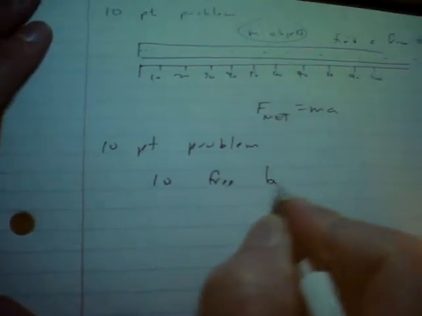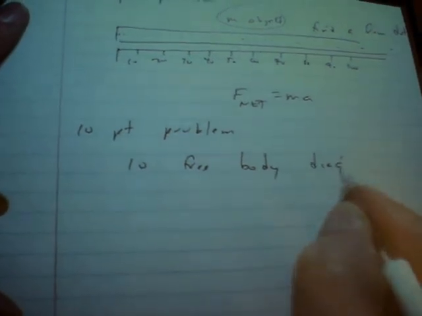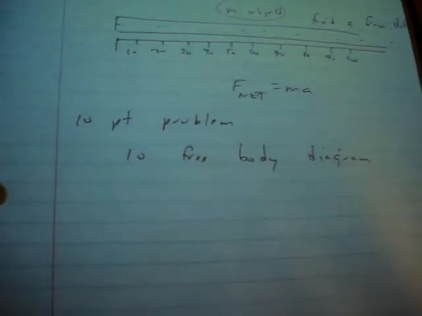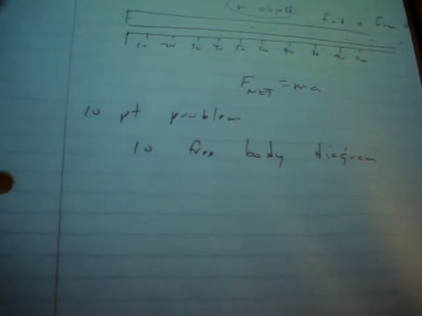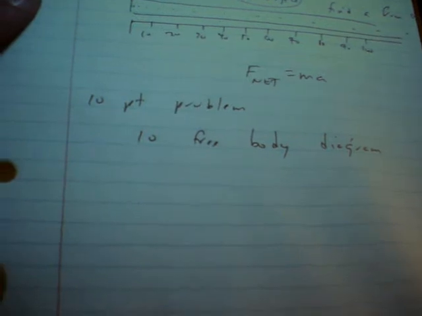Then there's a 10-point problem that has 10 free bodies. So how much is each free body diagram worth? 1. So there's 10 of them.